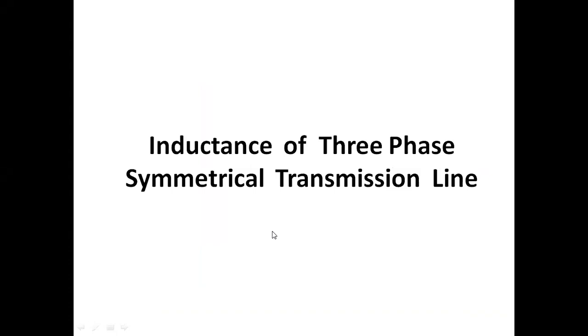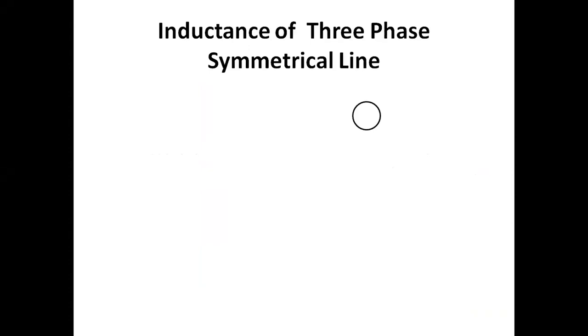So in this lecture, I'm going to discuss the calculation for inductance of a three-phase symmetrical transmission line. First of all, you have to consider three phases: phase A, phase B, phase C. Now these three phases are placed at equal distance and make a perfect equilateral triangle like this.